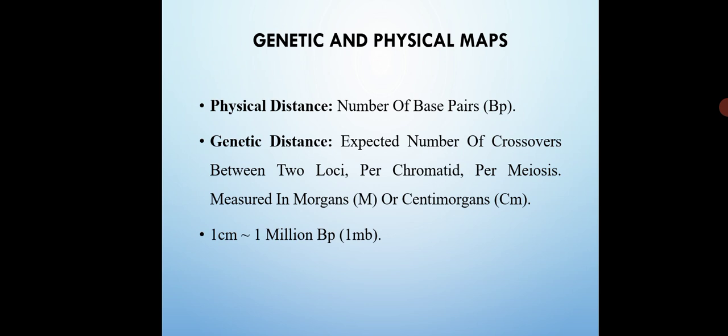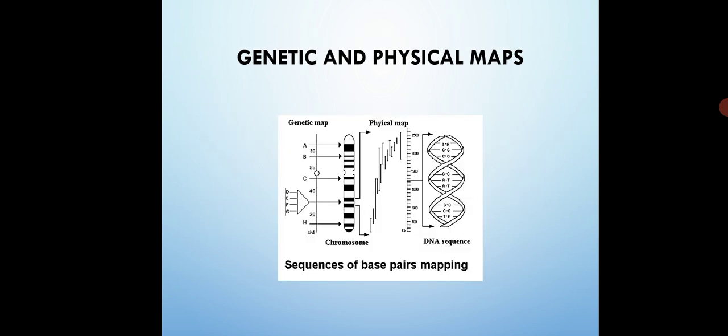So next is the genetic and physical maps. Physical distance is the number of base pairs. Genetic distance is the expected number of crossovers between two loci, per chromatid or per meiosis, measured in morgans or centimorgans. And these are the genetic and physical maps.